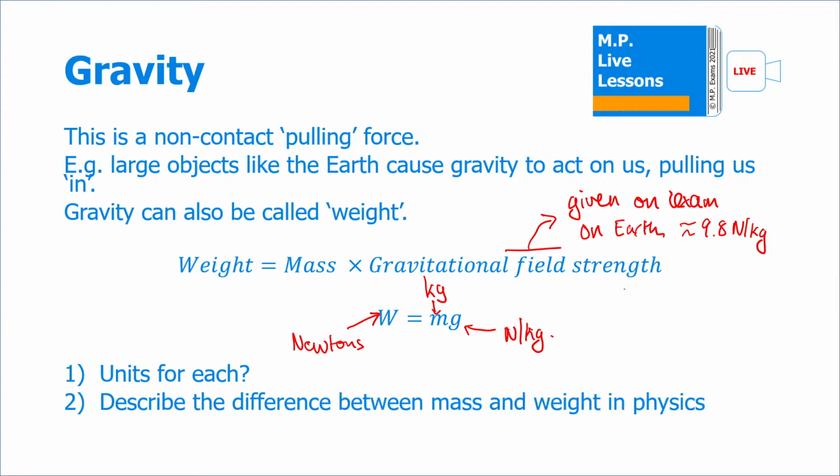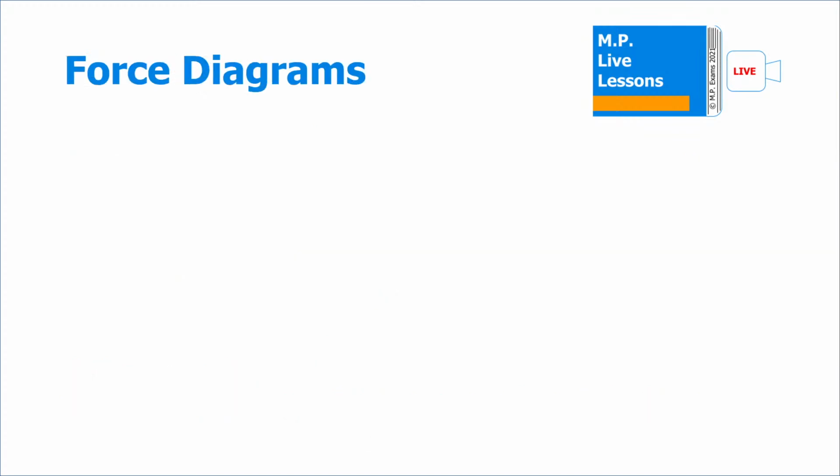Now, the difference between weight and mass is that mass really doesn't change much. Mass is the amount of stuff on you or inside you, whereas weight is the actual gravity. This can actually change depending where you are, for example, on the moon, on the planets, and so on. Now, gravity can find its way into things called force diagrams. This is where we draw an object and see all the forces that interact on it.